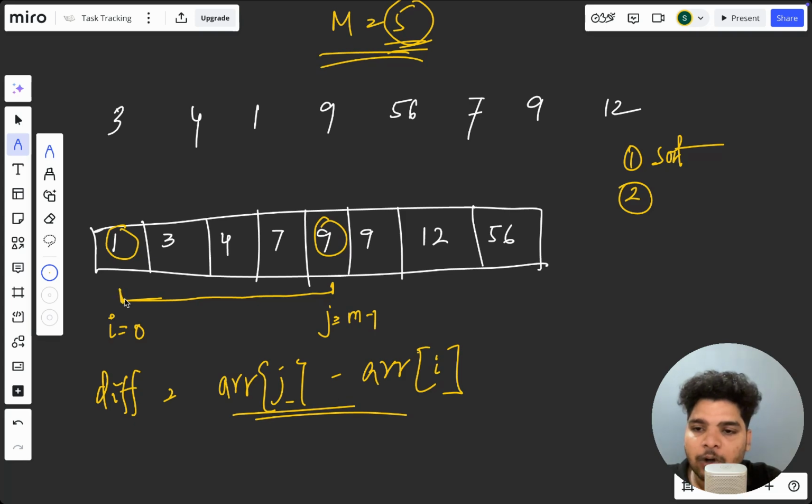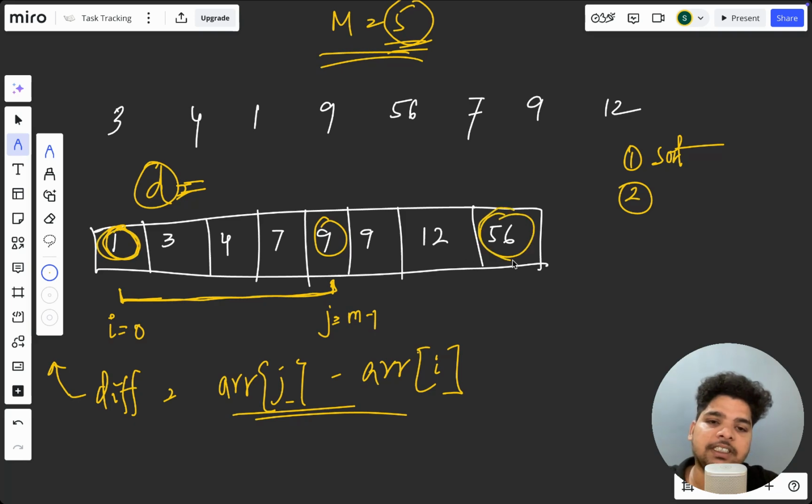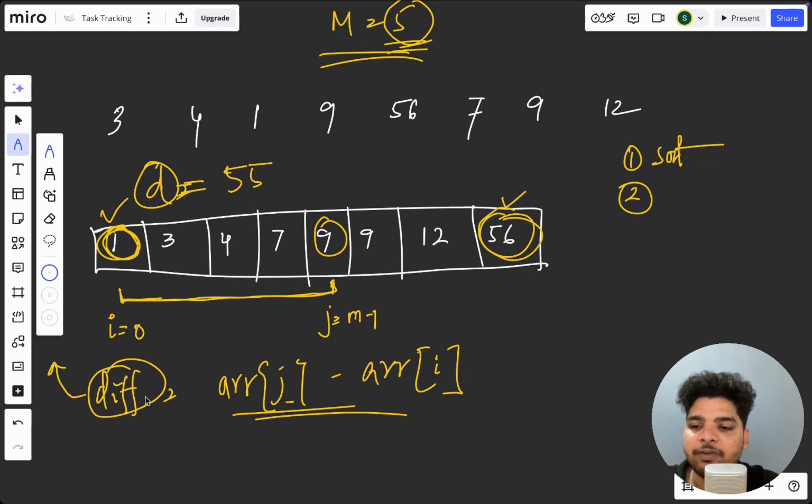Every time we get the difference, we'll store it in another variable, let's take d. This answer d should always be the minimum. Initially, the possible answer will be arr of last index minus arr of first index, which is 55. Then every time we get a difference that is less than d, we'll update it. So first it will be 55, then we'll update it to 8.